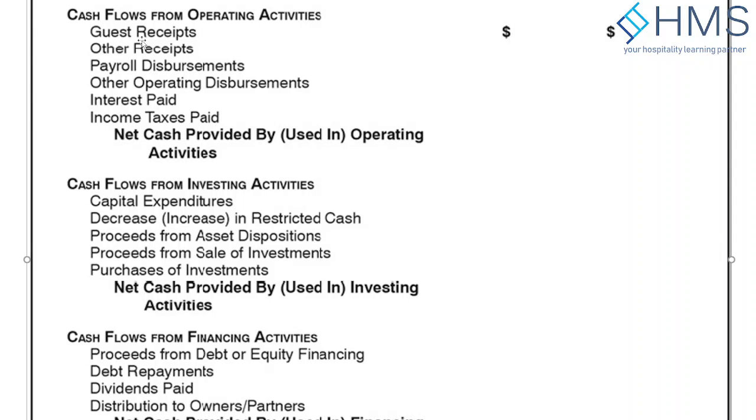Then there is the indirect method. In the indirect method, we look at the profit and loss statement and we add non-cash items. So what are non-cash items in the P&L? Can you tell me?